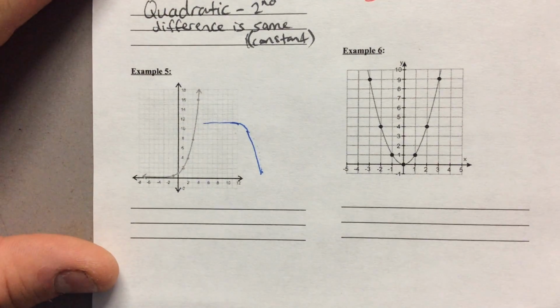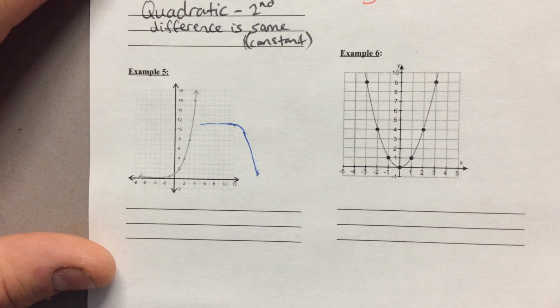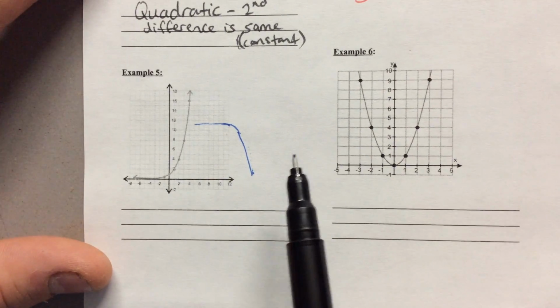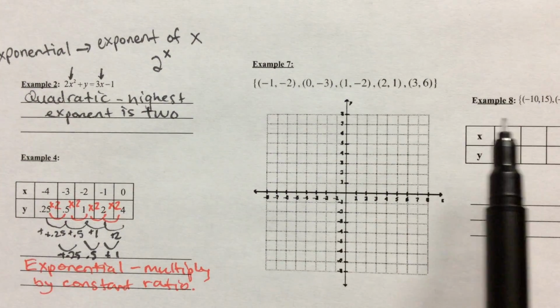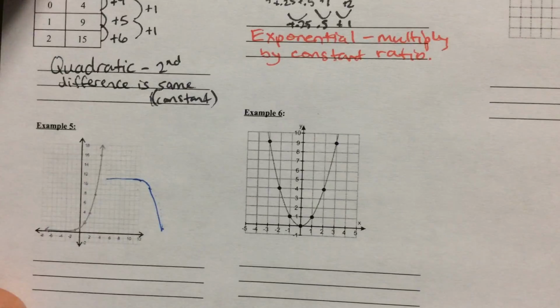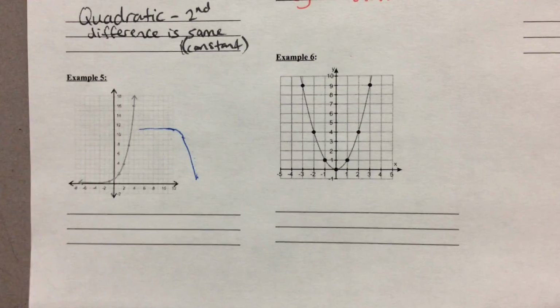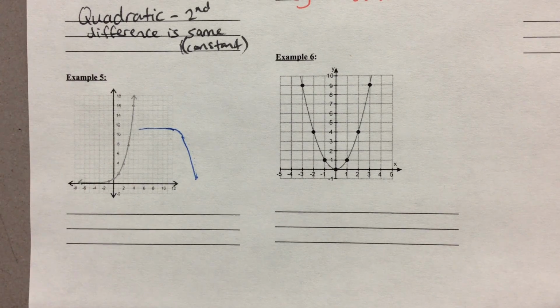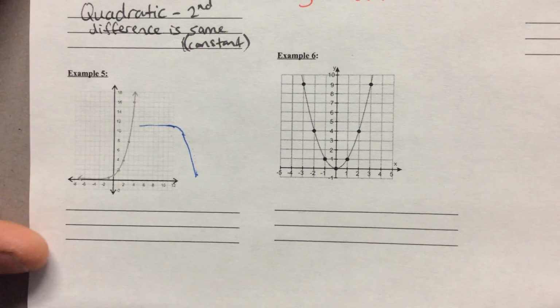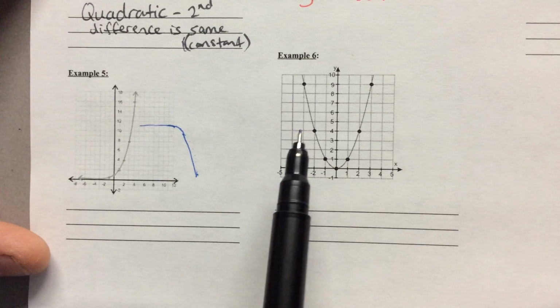All right, now we're going to look at the next two examples. We have graphs here, and then over on example 7 and 8, we have coordinates. These are the last two types of things we need to figure out what type of function is being shown, so that way we have a plan, or we can start to have a plan for how we want to solve. So example 5 and 6 are both graphs.